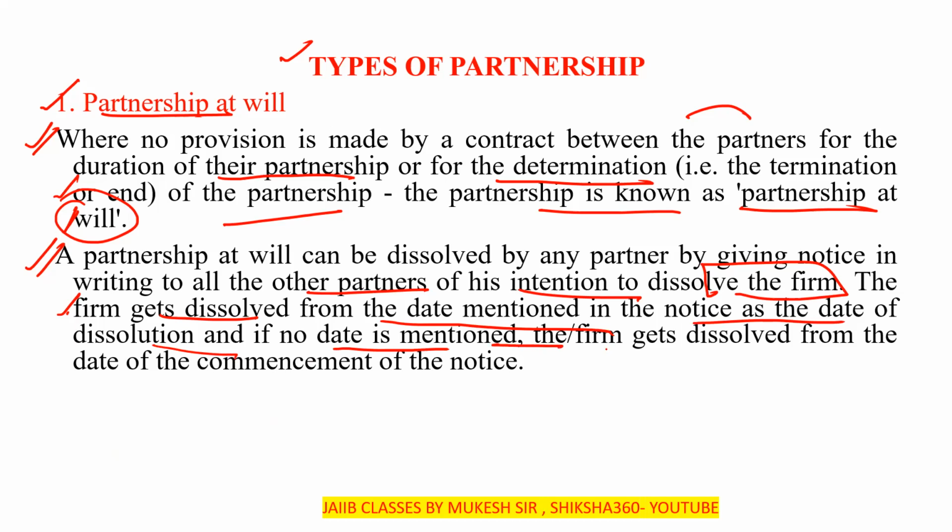And if no date is mentioned, the firm gets dissolved from the date of the notice. So if there is any date mentioned, the firm is dissolved from that date. And if no date is mentioned, the firm is considered dissolved from the date of the notice. Please remember both these points. So this is the partnership at will.